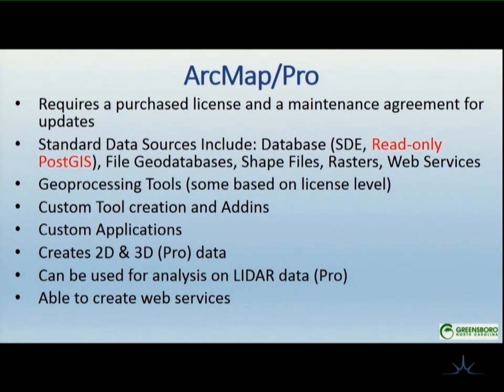ArcMap and Pro require a purchased license and a maintenance agreement if you want updates. Standard data sources include database, SDE, look what's in red, read-only PostGIS, file geodatabases, shape files. You've got rasters, you've got web services. Web services you can do in ArcMap, but Pro is really the best for that. You have to jump through a couple hoops for ArcMap to do it.